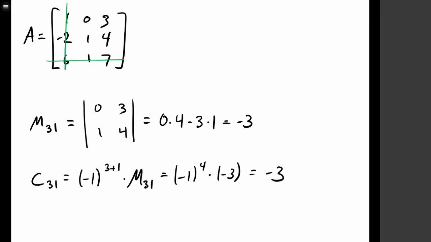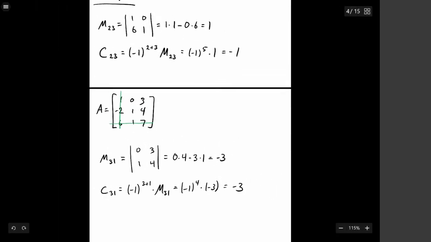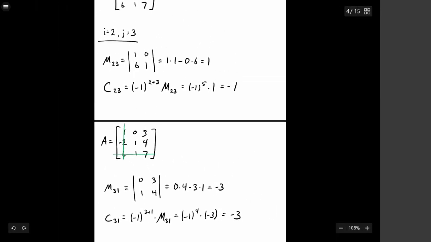All right. So now look at what we have. This is just a way that we can sort of break a matrix into these smaller determinants.